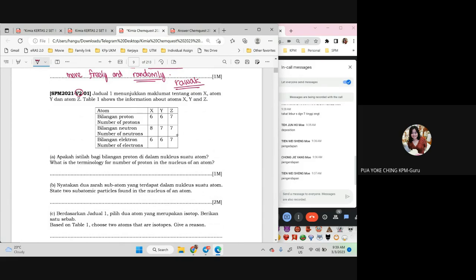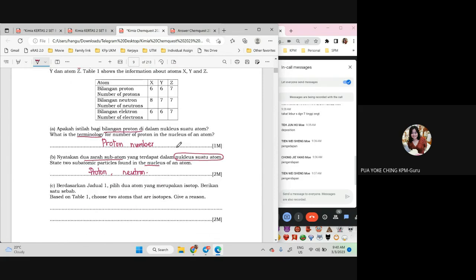Okay, so apakah istilah bilangan proton dalam nukleus? So, this is terminology. So, number of proton ini terbalik lah. Biasa ialah dia tanya definition, what is proton number? So, this time dia bagi definition, it asks you what is the term. Apa istilah? Means your scientific terms. Your proton number, nuclear number, and so on. Okay, dua zarah subatom yang terdapat dalam nukleus. Okay, be careful, you want to be in the nucleus. In the nucleus, we only have proton and neutron.